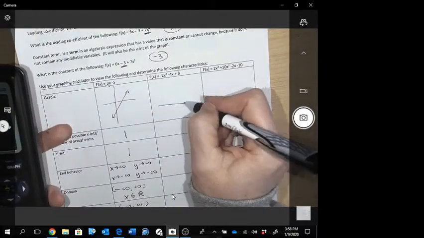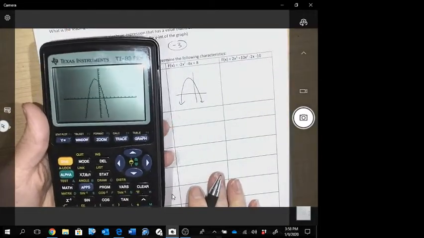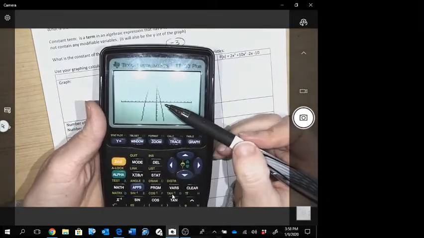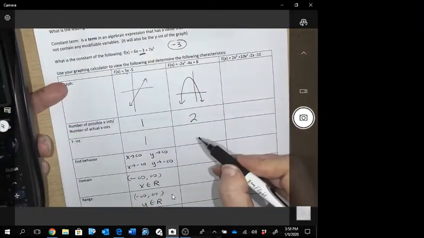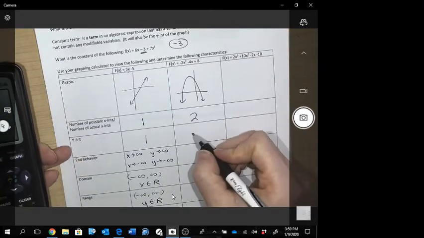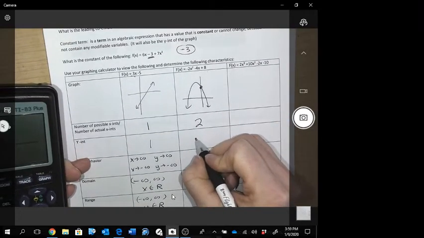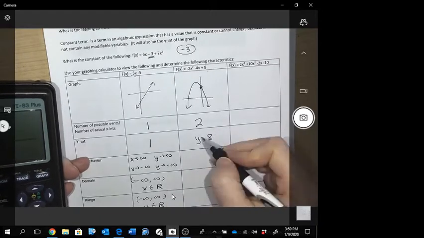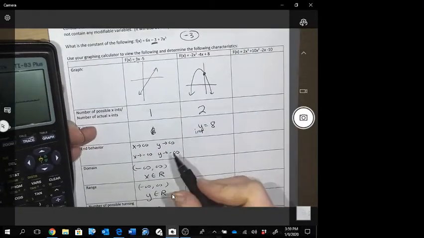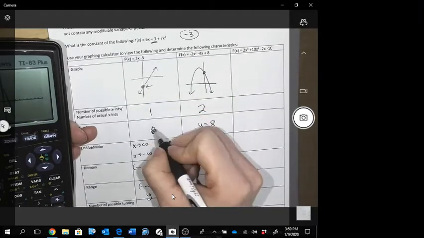Okay, so here's the graph, because that's what I see in my window. Possible x-intercepts, so you can see that there's 2. Y-intercepts, there's one of them. I guess I should state what they are. So this would be at 8. Actually, let's change this question here then. There's obviously one of them, and this is at the constant, 8.